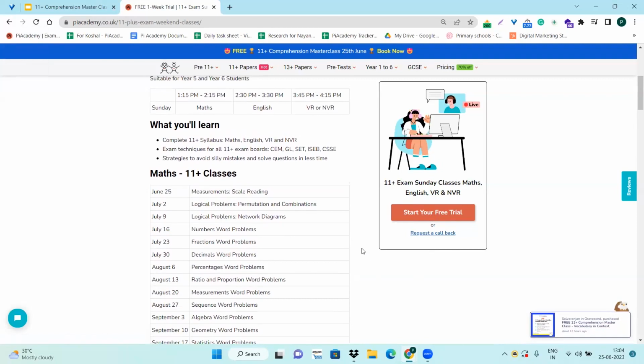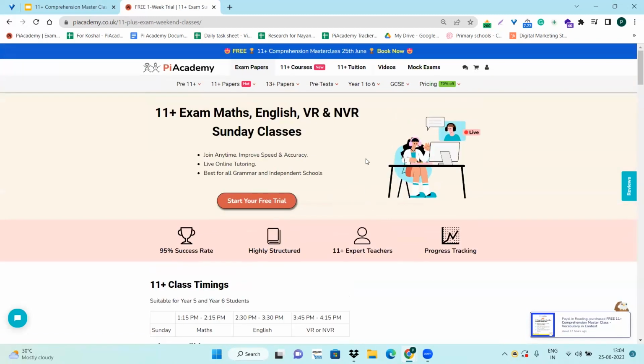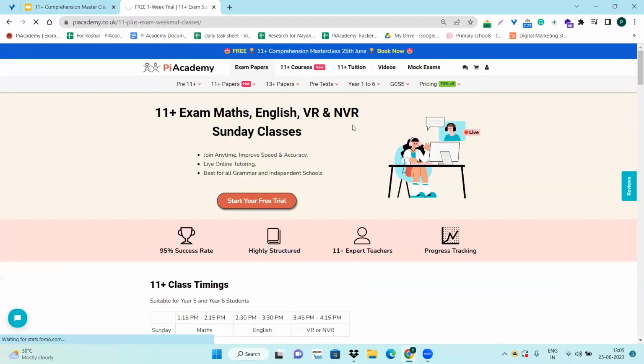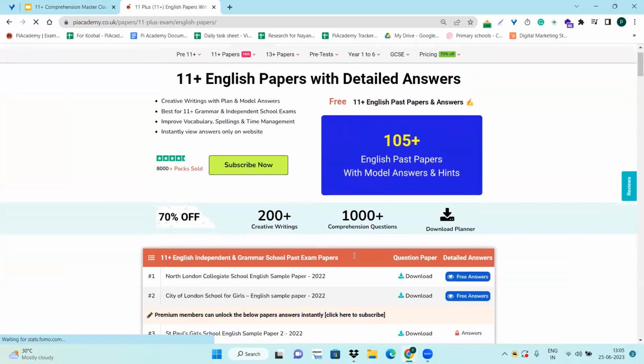There is a question, Louise, here. Please suggest the best resources and workbooks for standard-style comprehension or independent school exams. So I will just show our parents. If they go to 11 plus papers, on the top right-hand side, you see 11 plus English past papers. If you click on that, these are the best comprehensions. We have more than hundreds of comprehensions and creative writings available.